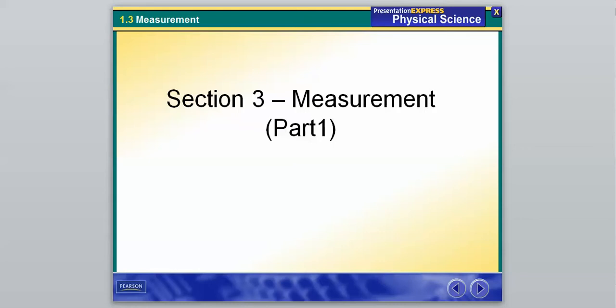Okay, hello physical science. We're going to continue on today with section 3, and the title of this section is measurement. It's going to be broken up into at least 2 parts, if not more, because it is a little bit of a longer section.